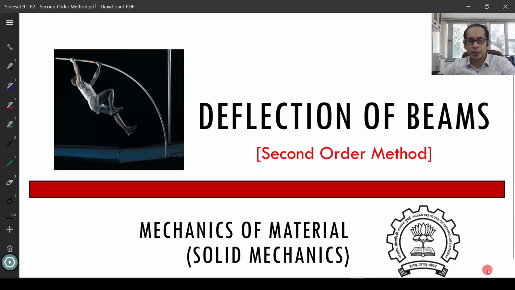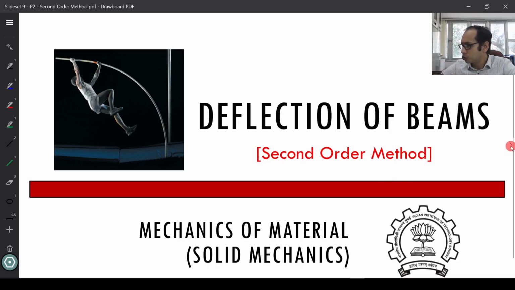To find the deflection of the beams, we are going to start with one of the very popular methods, which is known as the second order method for finding the deflection. So essentially, remember, what we are trying to find is the relationship between the deflection y and the x-axis, that is along the length of the beam. So let's see how we start with the second order method and how that helps us in finding the deflection of the beams.